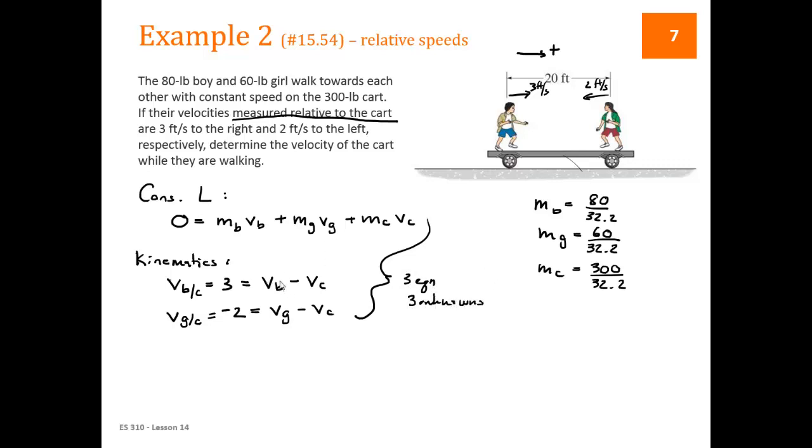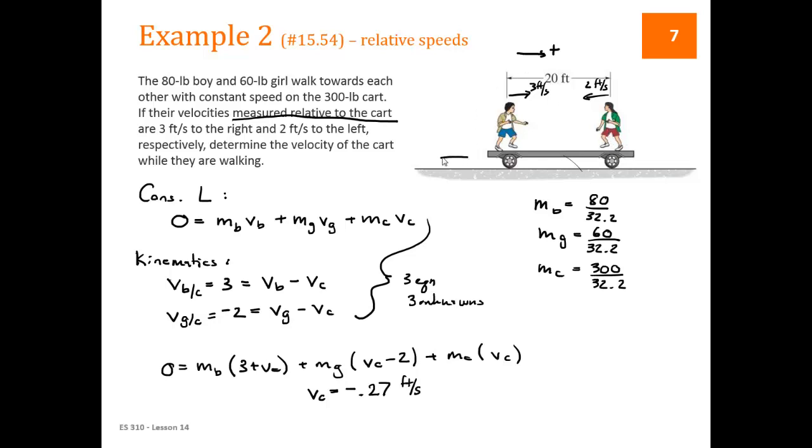So let's solve this one for VB, this one for VG, plug them in up there, and you'll have an expression for only VC. So we get 0 is equal to the mass of the boy times (3 plus VC), plus the mass of the girl times (VC minus 2), plus the mass of the cart times VC. And we only have VC in there then, so we get VC is equal to negative 0.27 feet per second. So as the kids move towards each other, the whole cart will move this direction. The cart will actually roll while the kids are moving on it.